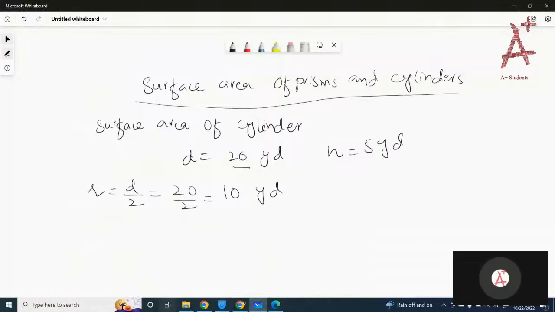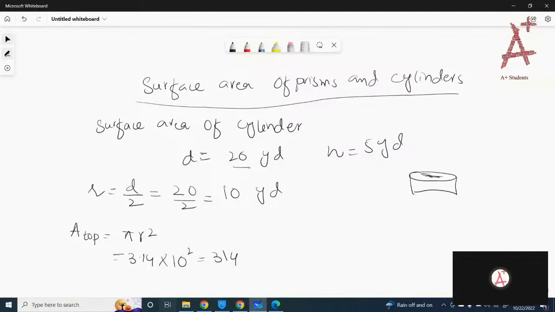So first of all we have to find the surface area of the top of the cylinder. It is a circle, so you can use the area A equals pi r squared, because whenever you have to find the area of circular shapes you use the formula pi r squared. Pi is 3.14, r is 10 squared. 10 squared is 100, and 100 times 3.14 is 314. So the area of the top is 314.